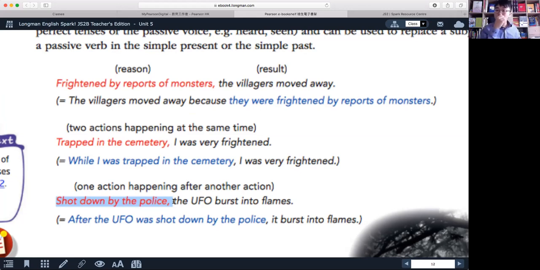Okay, so I finished introducing how to use present participle clauses in your writing and also how to use past participle clauses in your writing. To make sure you understand what I'm talking about, let's do some exercises here. Okay, so now let me show you the exercise.